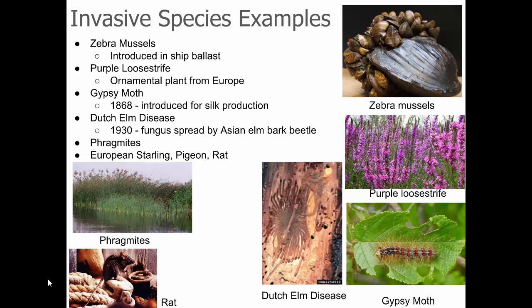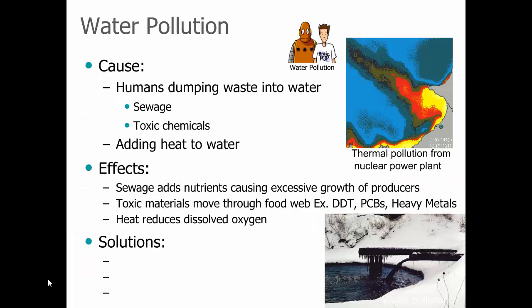Starlings, little blackbirds we see all over. They were brought to North America because someone wanted to have all of the birds mentioned in Shakespeare's plays. So I think they brought a dozen starlings and released them in Central Park in New York City. They since have established themselves throughout the United States, outcompeting native species. Pigeons, rats, all of these are imported non-native species.